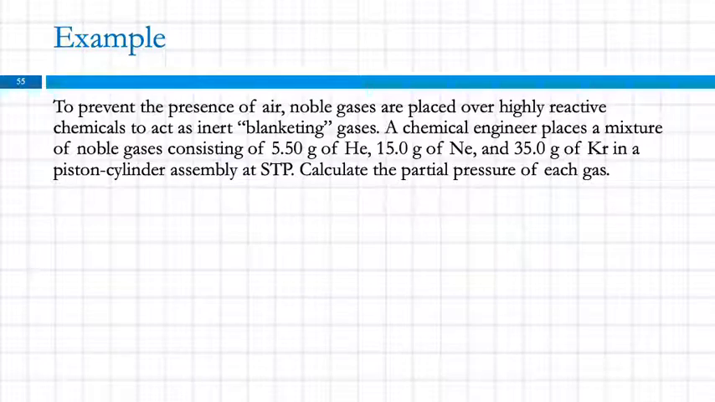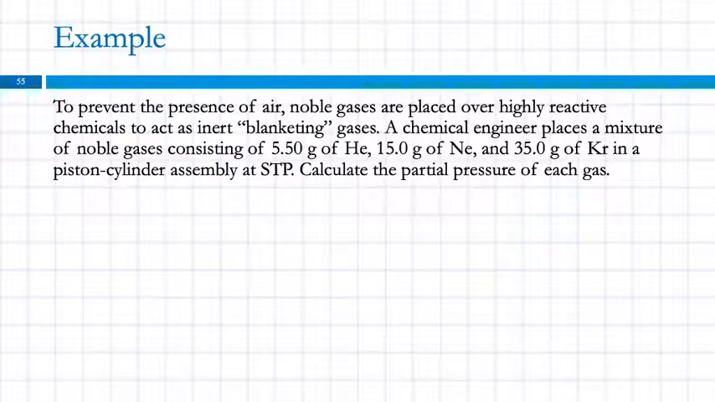So here's an example problem. To prevent the presence of air, noble gases are placed over highly reactive chemicals to act as inert blanketing gases. A chemical engineer places a mixture of noble gases consisting of 5.5 grams of helium, 15 grams of neon, and 35 grams of krypton in a piston cylinder assembly at STP. Calculate the partial pressure of each gas.